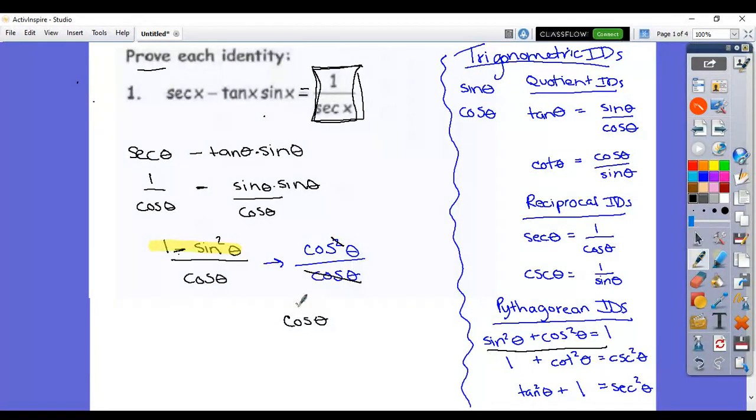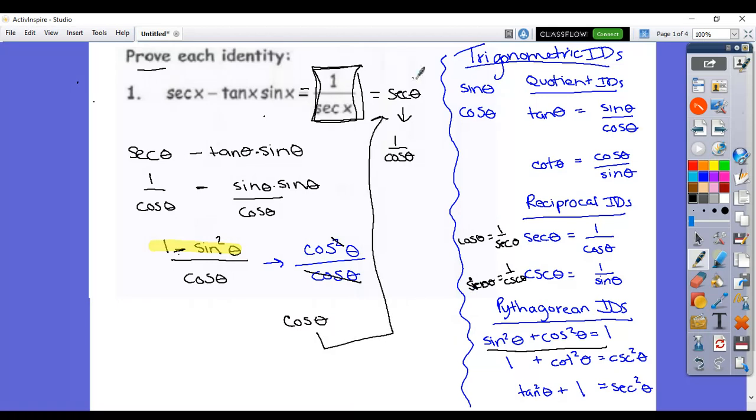Well, no, it's not 1 over cosine. This is where it's a little bit trickier. If it just said secant, that would be 1 over cosine. But you can also write, in reciprocal identities, cosine as 1 over secant. And sine is 1 over cosecant. That's what's so interesting about this. So yes, these do match.